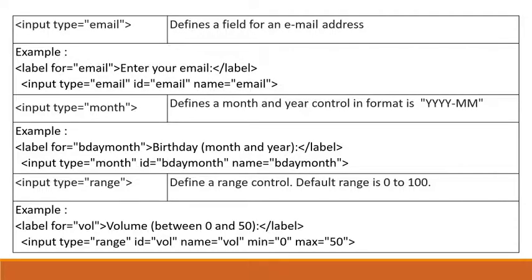Next one is input type equal to range, which defines a range control. The default range is from 0 to 100. So here, suppose you want to measure the volume between 0 to 50. So here I used label for volume, volume between 0 to 50, and slash label. Input type is equal to range, ID is equal to volume, name is equal to volume. Again we use minimum and maximum values, that is 0 is the minimum value and 50 is the maximum value.